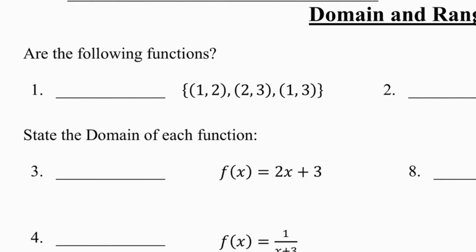This is a relation. It's a set of ordered pairs. So each ordered pair is an x and y. So if I plug in 1, I get 2. If I plug in 2, I get 3. But then if I plug in 1, I then get 3, which is a problem. I cannot plug in the same x value and get out two different y values. So this is not a function.